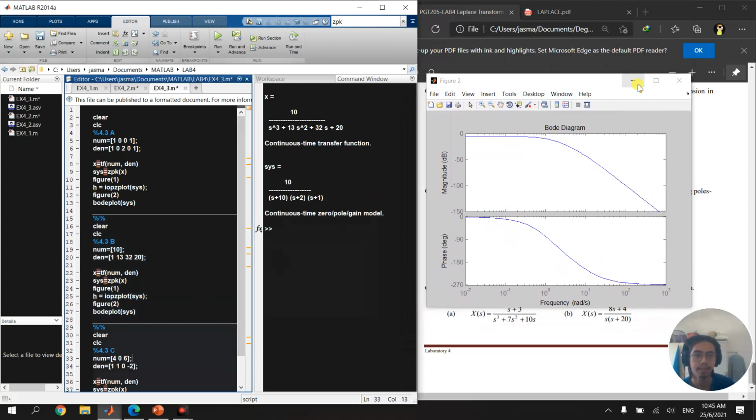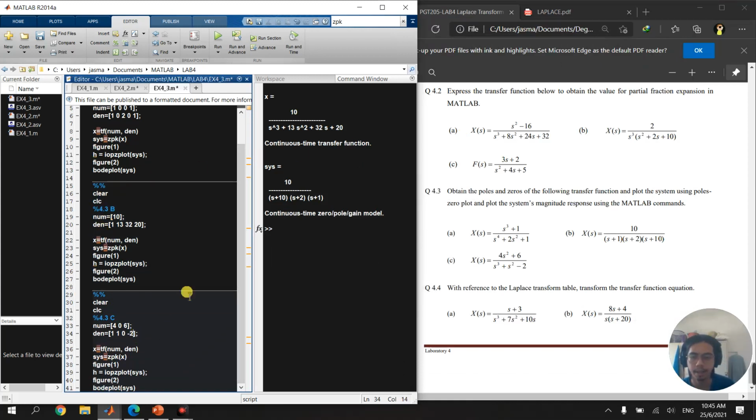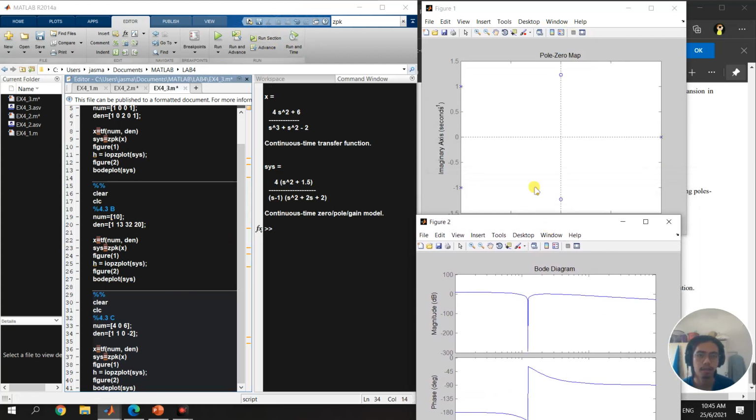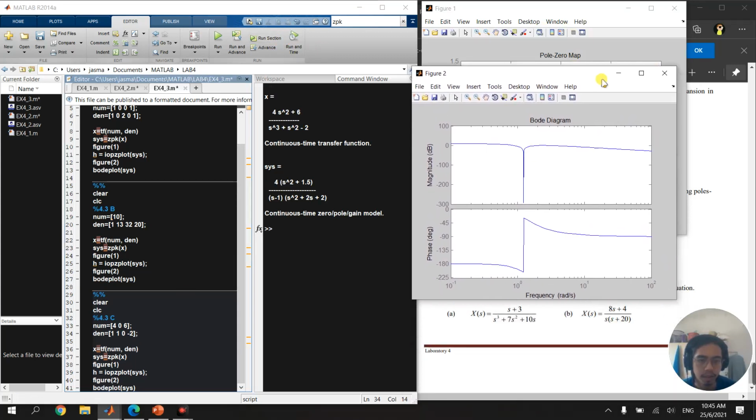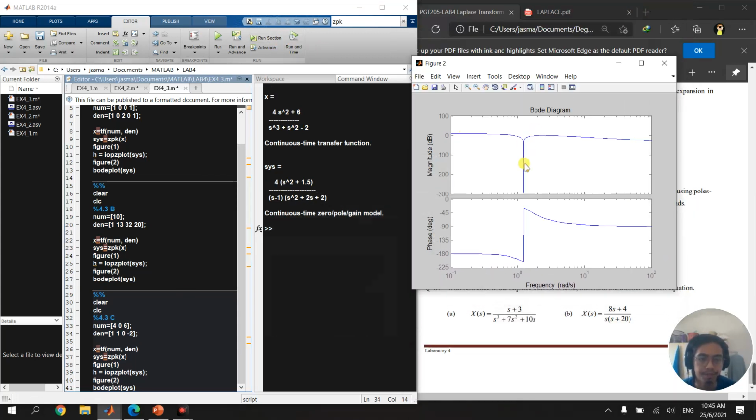Then question C is also the same step. Okay, this one has the zeros and poles here. Then this is the magnitude.